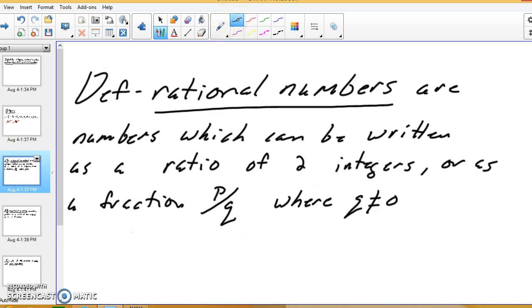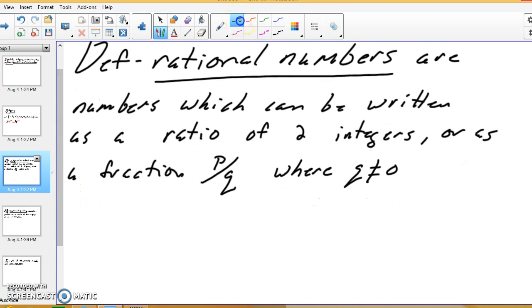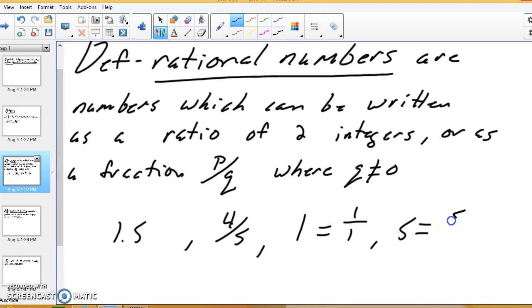The next thing that we'll learn about is rational numbers. And so the definition of rational numbers is they're numbers which can be written as a ratio of two integers, or a fraction p over q where q does not equal 0. So what do we mean by this? Well, this includes numbers that I mentioned earlier, like 1.5 or 4/5, or even the number 1, because 1 is equal to the fraction 1/1. Same thing with 5, that is equal to the fraction 5/1.